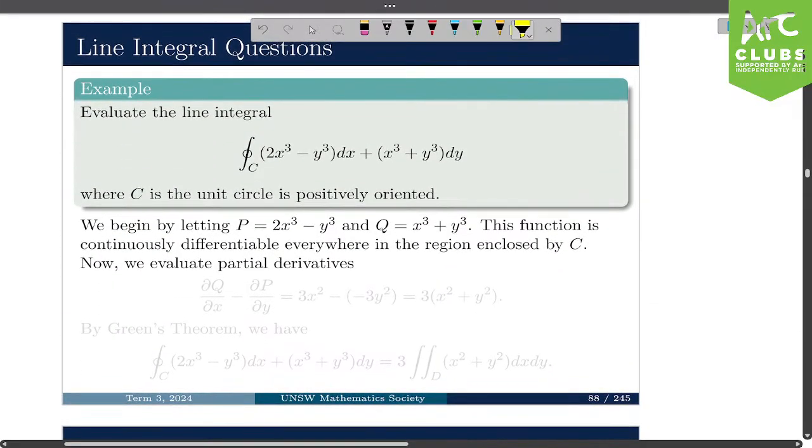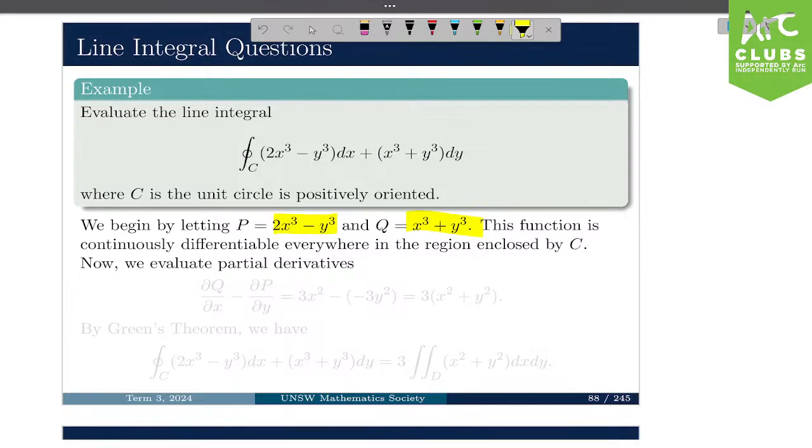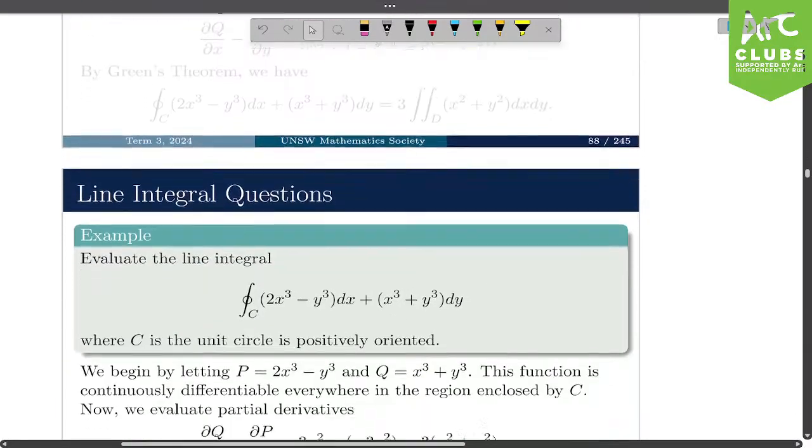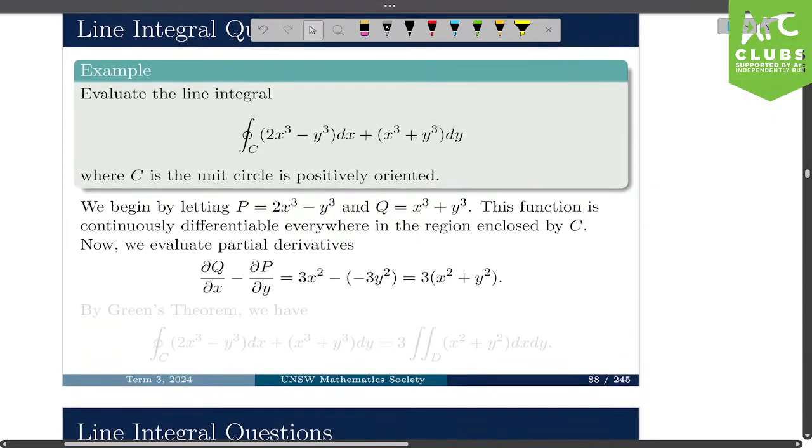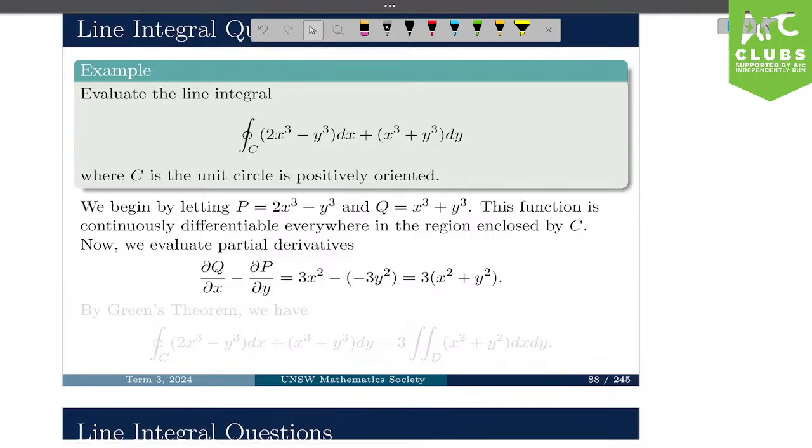So we let P equal this and Q equal this to get this in the form of Green's theorem. So we then evaluate our partial derivatives. So ∂Q/∂x gives us 3x squared, and then the partial derivative of P with respect to y gives us negative 3y squared. So when we subtract the two, we get 3x squared minus 3y squared.